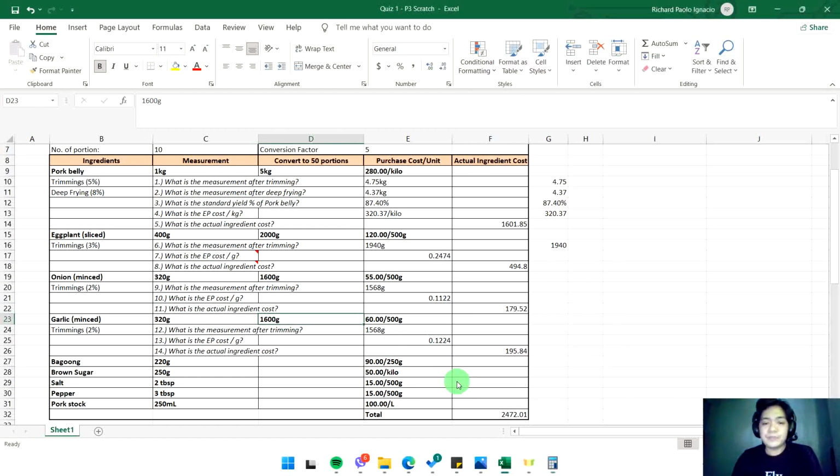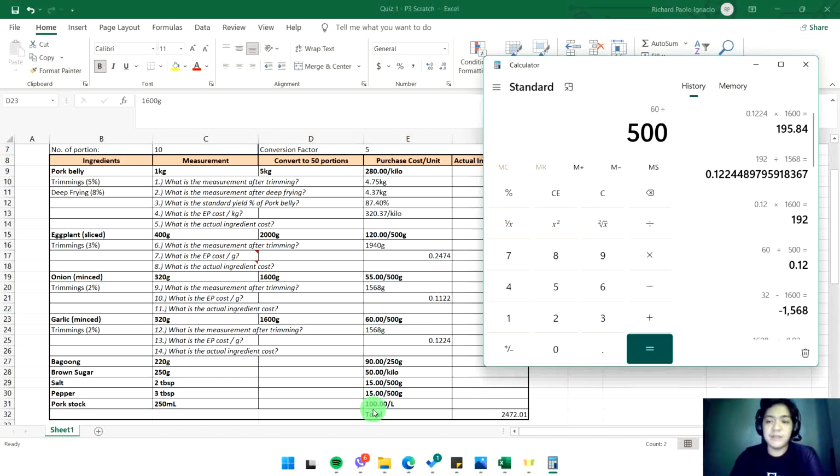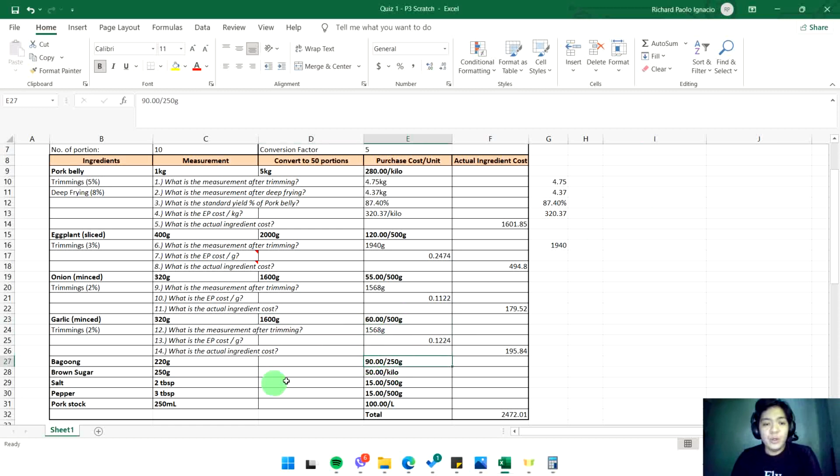Kung makikita ninyo, no, kung i-multiply lang natin yung usual way ng costing, which is 60 divided by 500 times 1,600, 192 pesos talaga ang binayad mo. Pero, kung i-compute natin yung trimmings, ibabawas natin yung trimmings, at hahanapin natin yung edible portion cost per gram, tumaas ang presyo ng ating bilihin. Kasi nga, again, binabayaran natin yung wastages. Kaya tumataas yan. Kaya i-multiply natin itong edible portion cost doon sa binili natin.